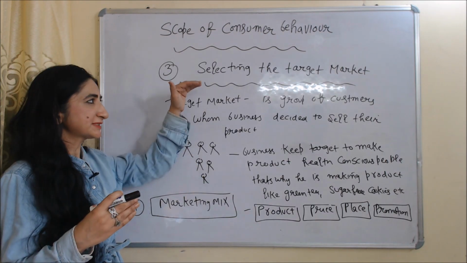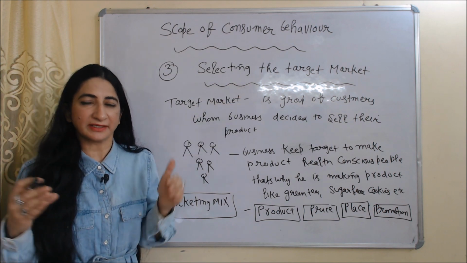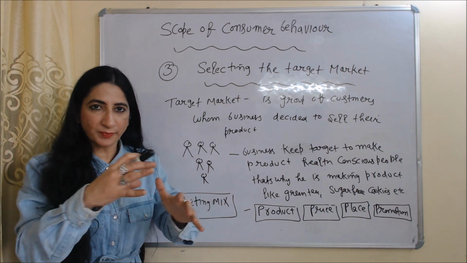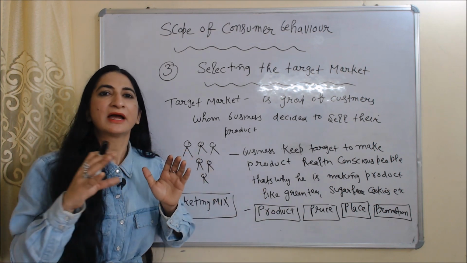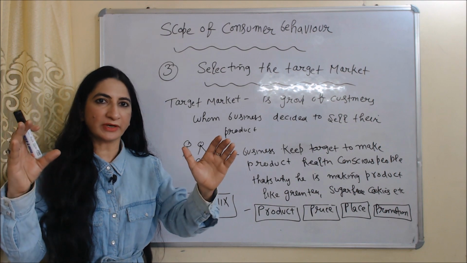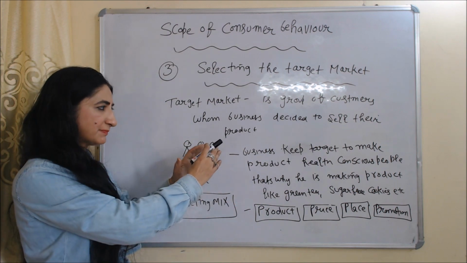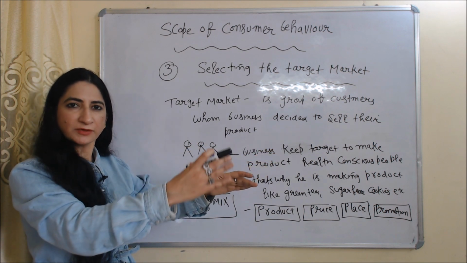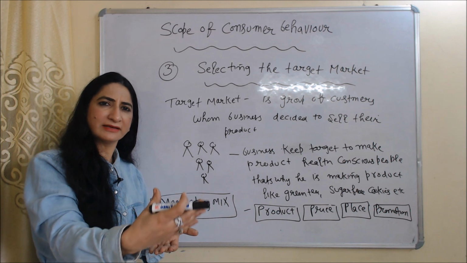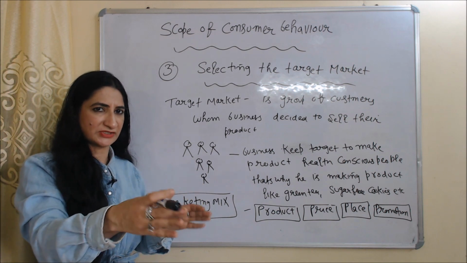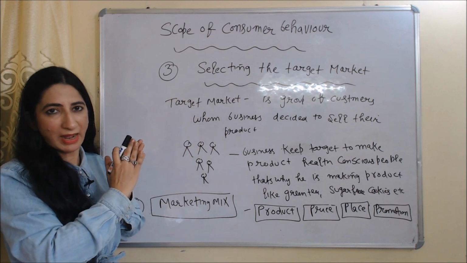Next scope is selecting the target market. So what is a target market? Target market is the group of customers to whom a business decides to sell its product. For example, a business targets health conscious people. That's why it is making products like green tea, sugar free cookies, etc. And the study of consumer behavior helps us to select our target market.